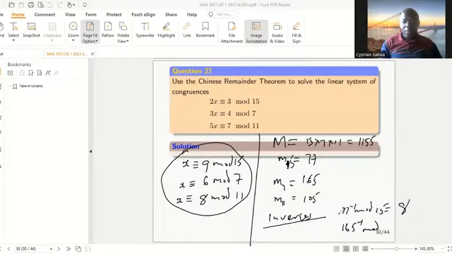You can reduce it fast. You reduce it fast, you find the inverse. That's the way we did for the previous questions. And so the inverse of 165 is 2. And lastly, the inverse of 105 mod 11.